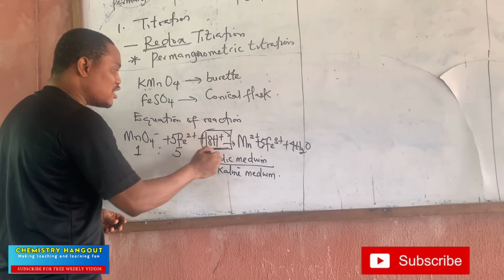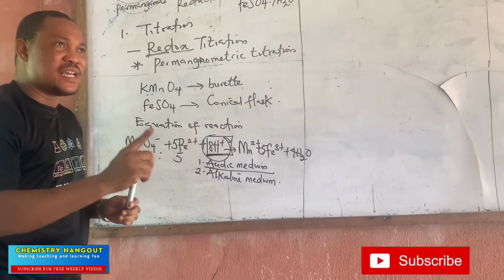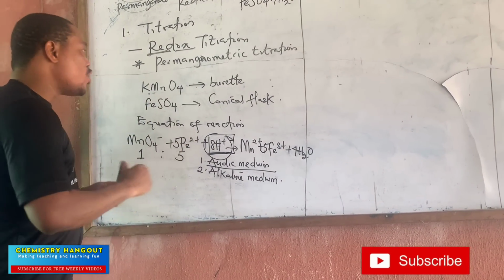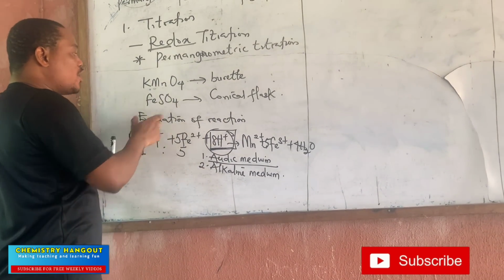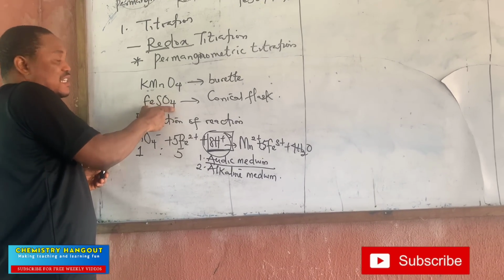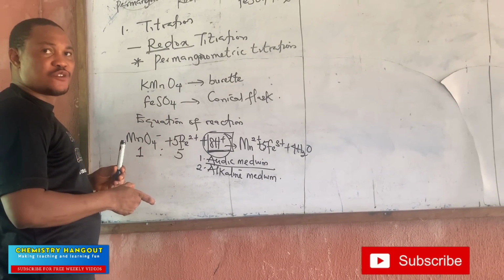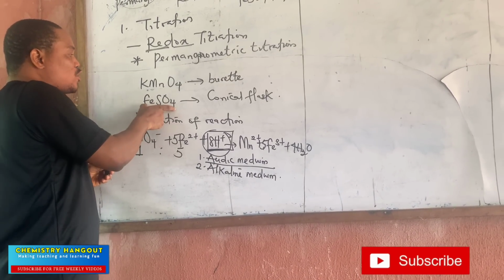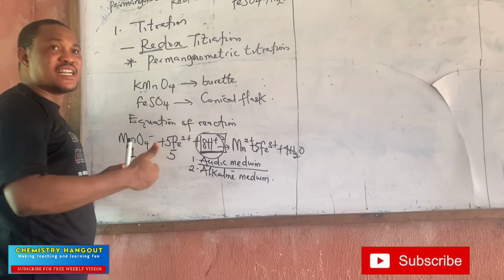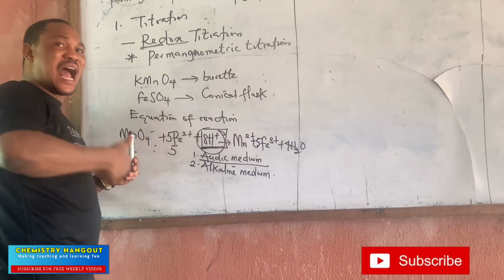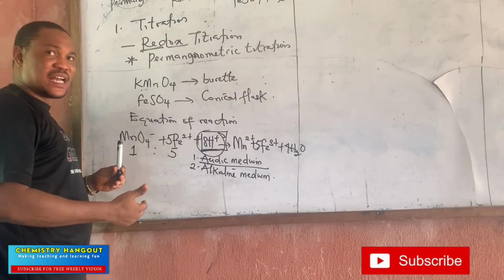So the presence of hydrogen ions means, chemistry instructors, take note, that before I titrate this, I am going to acidify the iron(II) sulfate. The reason why we acidify the iron(II) sulfate is to provide an acidic environment for the reaction to proceed and get to completion. I want to believe that is clear.